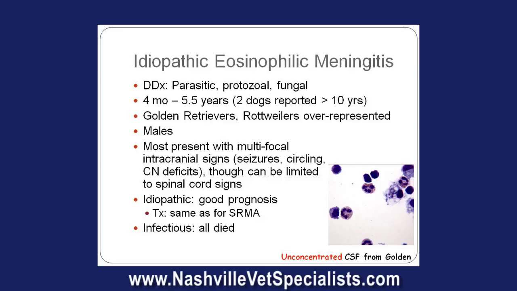The difference between this, obviously, other than the CSF findings and steroid-responsive meningitis, is that these dogs can have more severe clinical signs. So they can present with seizures, circling, cranial nerve deficits. One of the dogs I saw actually presented with strictly cervical signs. So he didn't have any intracranial signs. He presented like a typical dog with a herniated disc in the neck. We did the imaging, didn't see anything, tapped him, and he had a ton of eosinophils in the CSF.